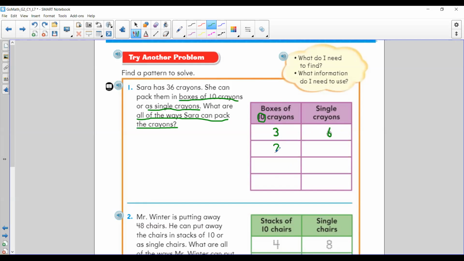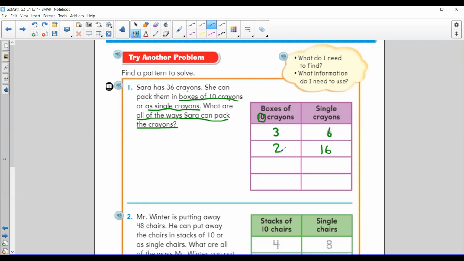We will have 2 10s left. But we have to give that 10 over here to the 6 single crayons. And so if we increase 6 by 1 10, that means there's a 10 and there's a 1. So now we have 16 1s. So 2 10s and 16 1s is still the same as 36.